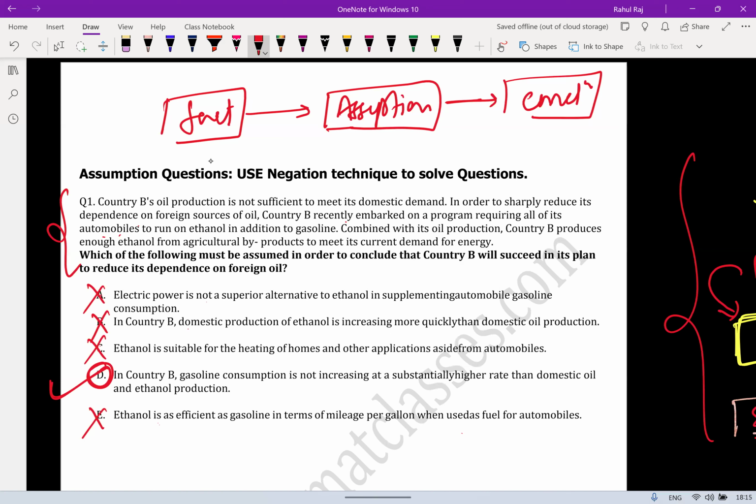It says that in order to reduce the dependence on foreign sources of oil, country B recently embarked on a program requiring all its automobiles to run on ethanol in addition to gasoline. Now, in country B, gasoline consumption is not increasing at a substantially higher rate than domestic oil and ethanol production, and therefore, combined with its oil production, country B produces enough ethanol from agricultural byproduct to meet its current demand for energy. Is this being understood by everyone?